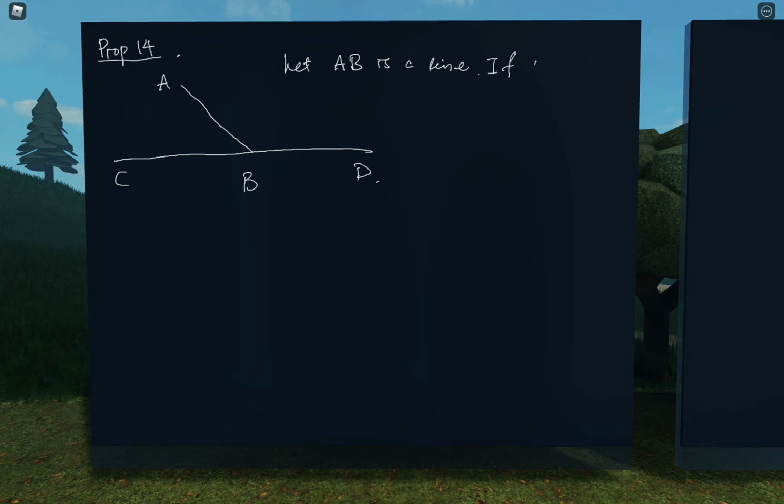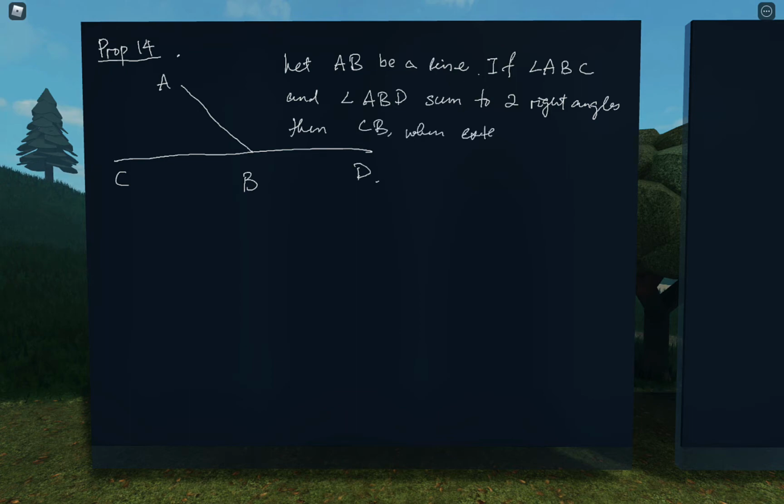If the angle ABC and the angle ABD sum to two right angles, then CB, when extended, passes through D. So maybe I should have not jumped the gun there.